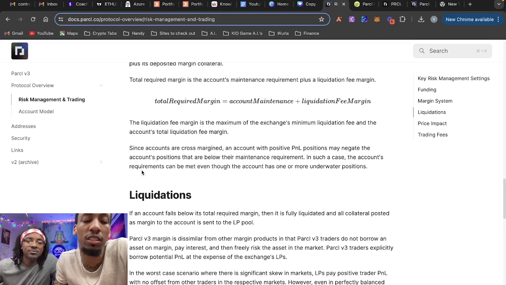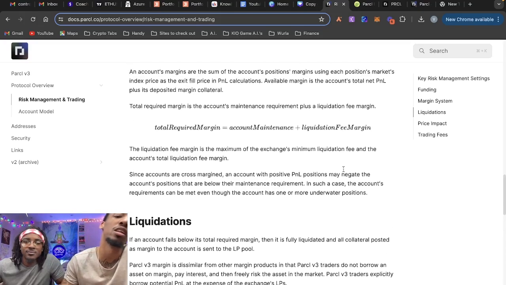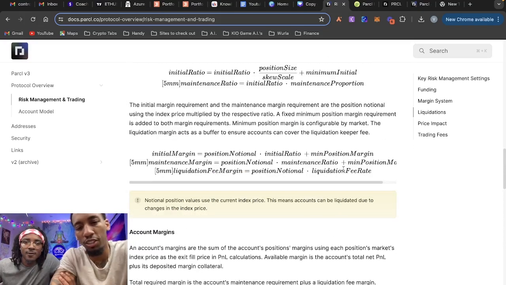In such case, the account's requirements can be met even though the account has one or more underwater positions. So it's basically saying that they have margin on the platform.